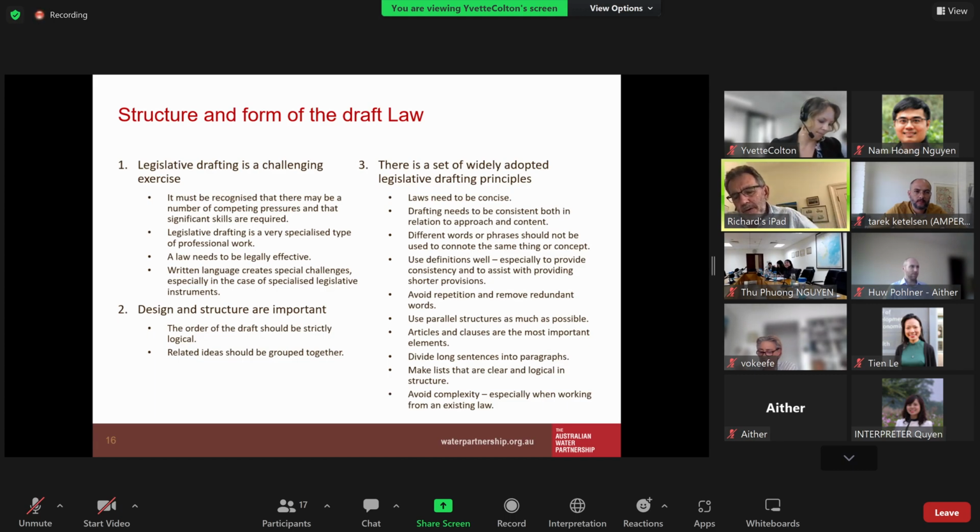So there's no doubt that legislative drafting's a challenging exercise. So there are often a number of competing pressures placed on a drafter. But the main thing I think is that the drafting process should be seen to be about adding value to the development of the relevant law.